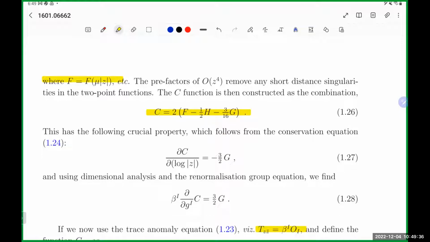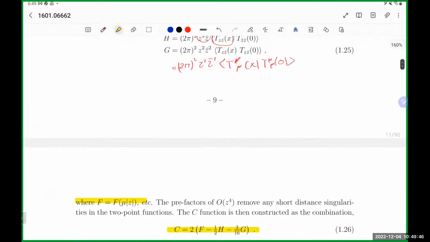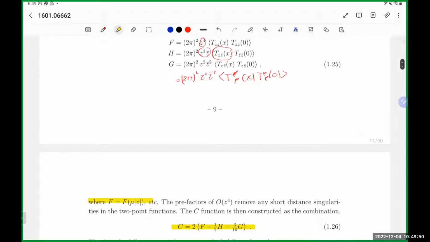This particular heavenly given C function is a combination of these three functions that we just talked about, f, g, and h. Well, please don't ask me why: f minus half of h minus 3 over 16 g. It is what he wrote in the paper and what turned out to be true.